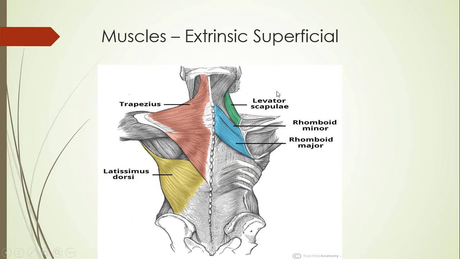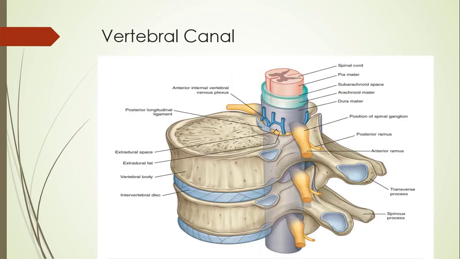A part of the superficial extrinsic muscles, the trapezius muscle, may be innervated by cranial nerve 11. So anterior rami of spinal nerves or cranial nerve 11. Then we have the vertebral canal. It is the bony canal formed by adjacent vertebrae and soft tissue elements.